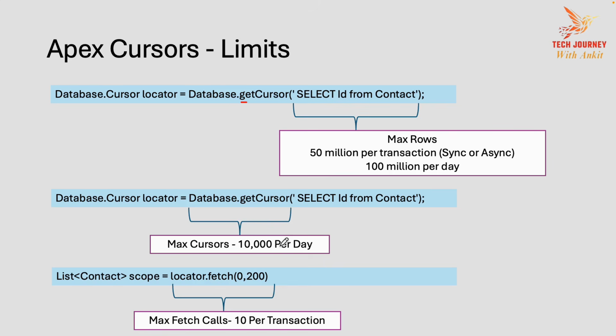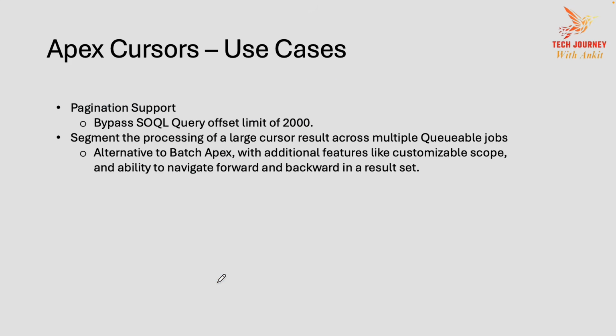Since the cursors are reusable across transactions, you have to structure your logic to distribute fetch calls across multiple transactions if needed, while still staying within the 10 fetch calls per transaction limit. This 10 fetch calls limit is again per transaction. So in one single transaction, you can execute the fetch method a maximum of 10 times. I hope these limits make sense to you. So whenever you are using the Apex cursor, always keep these key limits in mind.